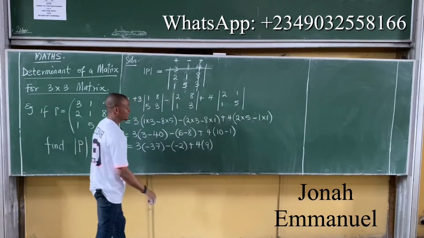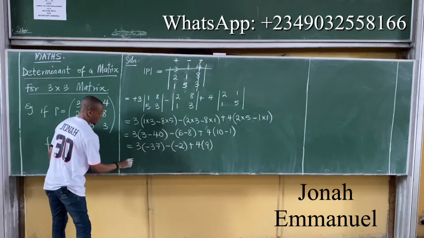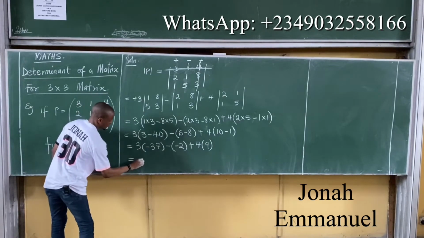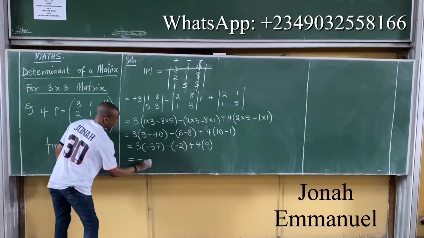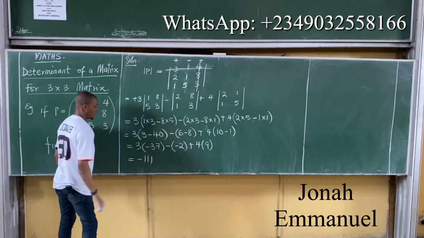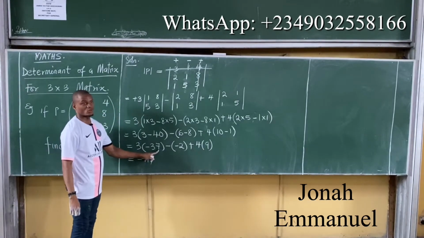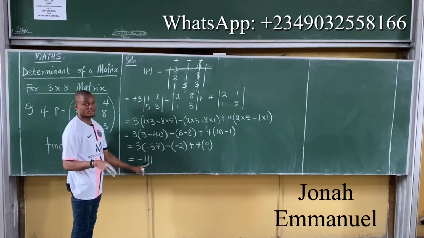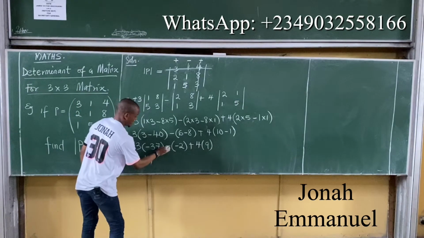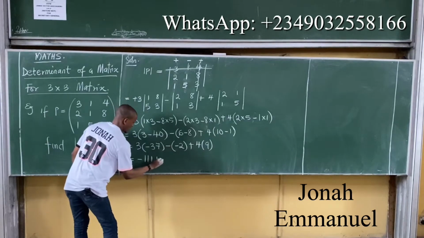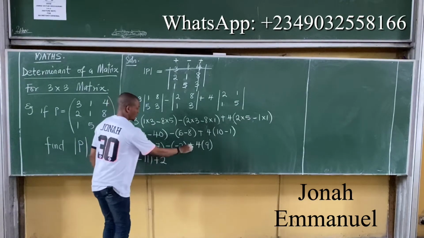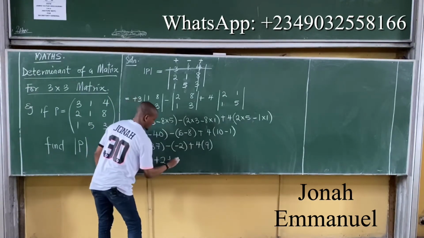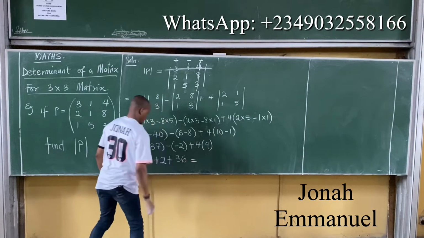That's 9. Expand the brackets: 3 times minus 37 is minus 111, right? Minus 1 times minus 2 gives you plus 2. Plus 4 times 9 gives you plus 36. So add this up.